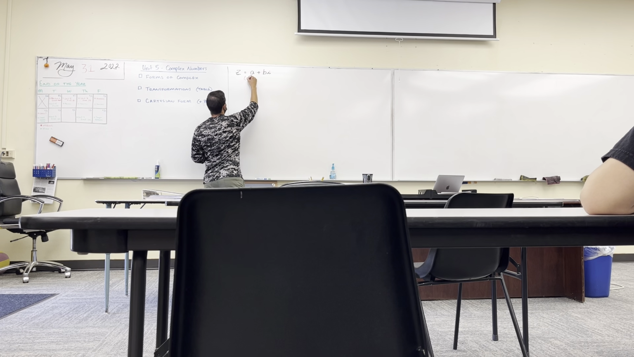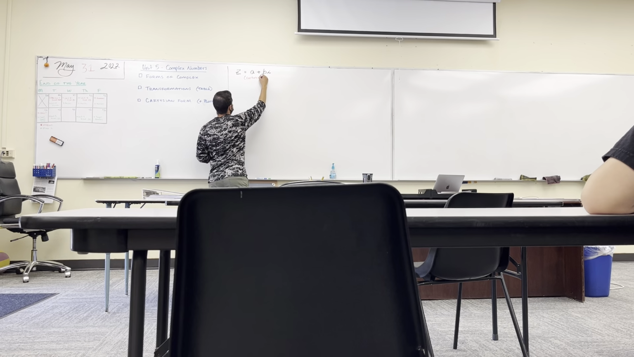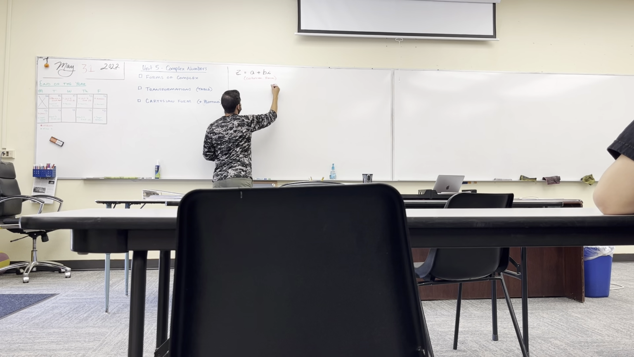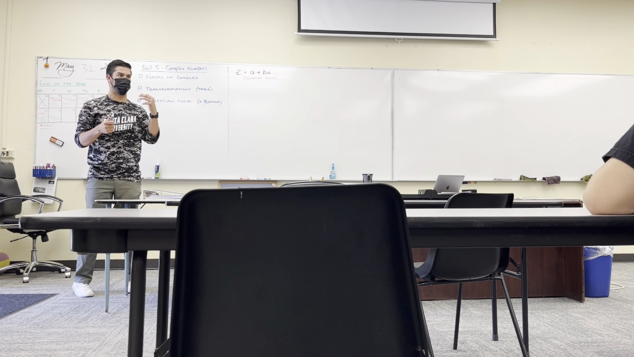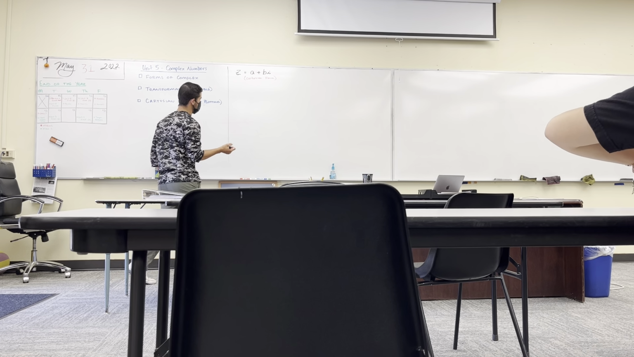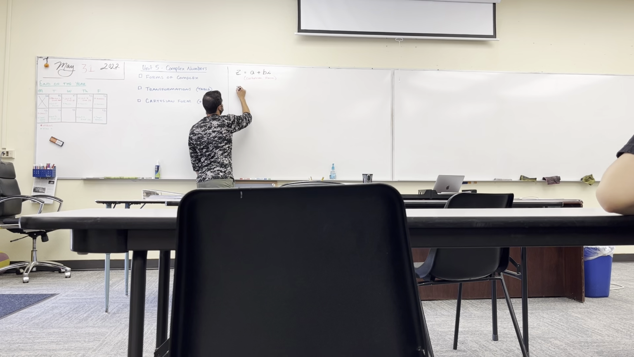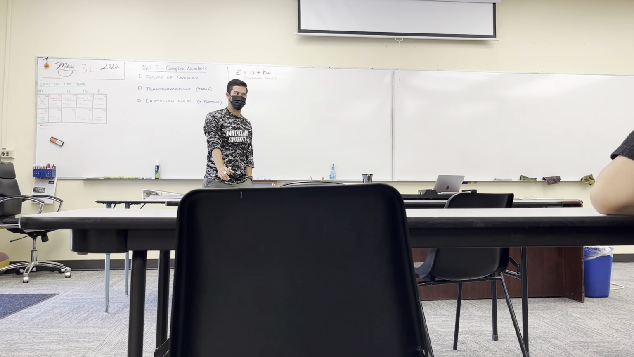This is called your Cartesian form of a complex number. That's the number that we're familiar with. That's the number that helps us plot. That's the value that we can use for a whole lot of different things. Okay. We have another form of a complex number.